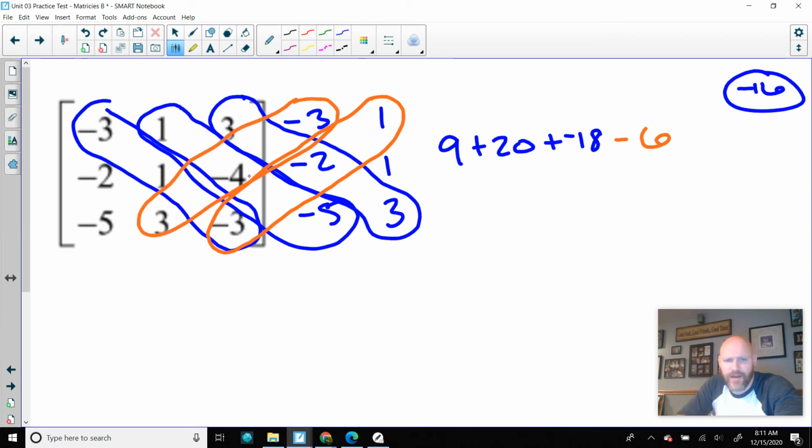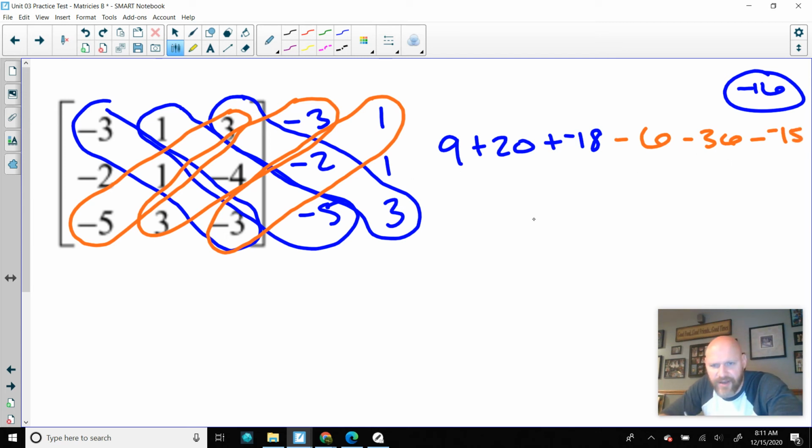-3 and -4 is a +12. 12 times 3 is going to be a 36 again, but we're going to subtract that 36. And in the last one, we've got a 3 times 1 times -5, which gives us a -15, and we're going to subtract that -15. And now we just combine like terms. So 9 and 20 is 29. And when you subtract the negative, you're really adding a positive. So 29 plus 15 is going to be 44.